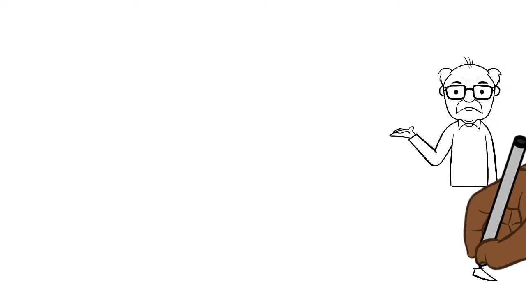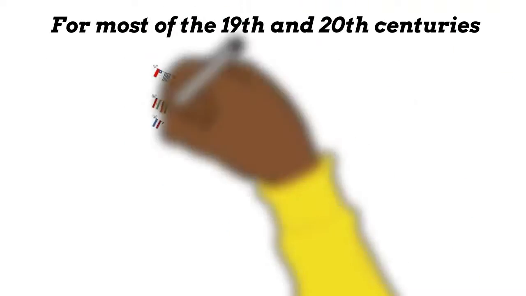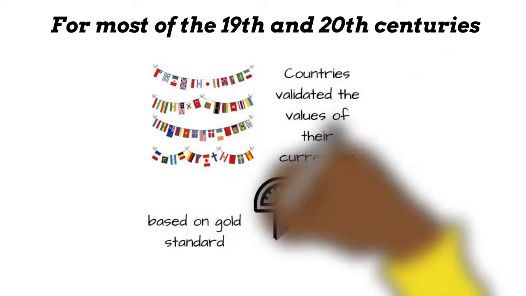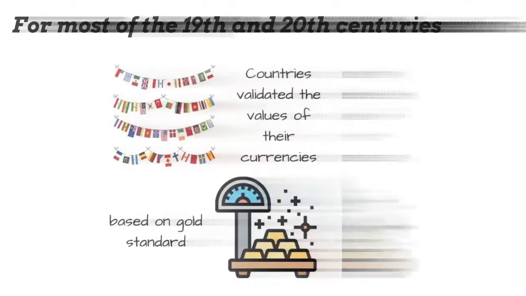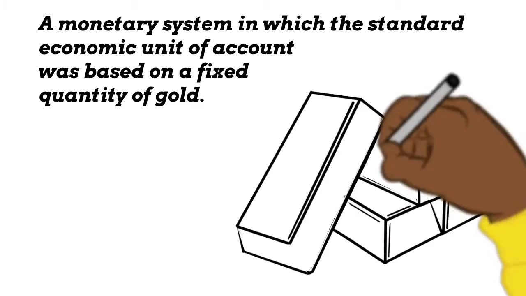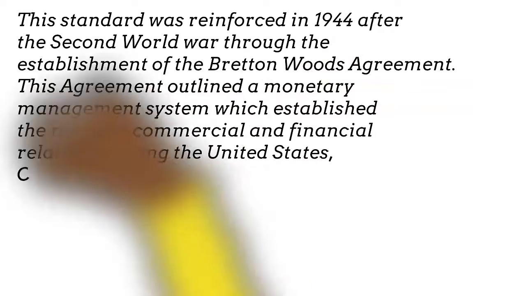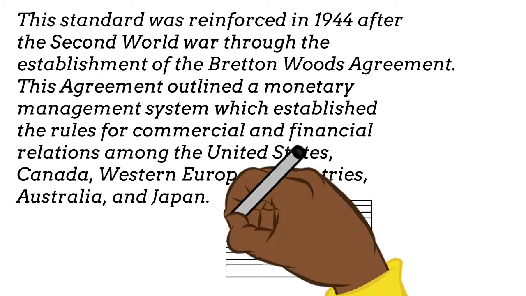For most of the 19th and 20th centuries, countries validated the values of their currencies based on the gold standard, a monetary system in which the standard economic unit of account was based on a fixed quantity of gold. This standard was reinforced in 1944 after the Second World War through the establishment of the Bretton Woods Agreement.